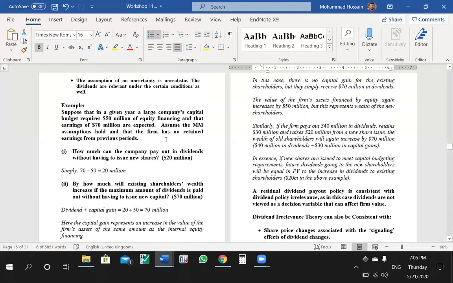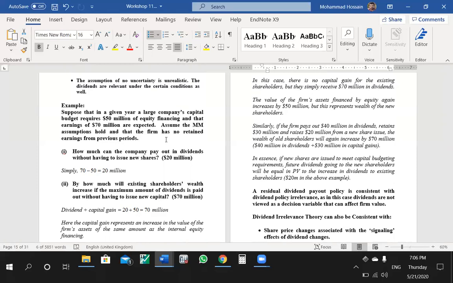Okay, so this is an example in here. The example is based on Miller and Modigliani's theories. It says, suppose that in a given year, a large company's capital budget requires 50 million of equity financing and that earnings of 70 million are expected. So they need $50 million, but the earnings will be 70 million. So they need this $50 million.